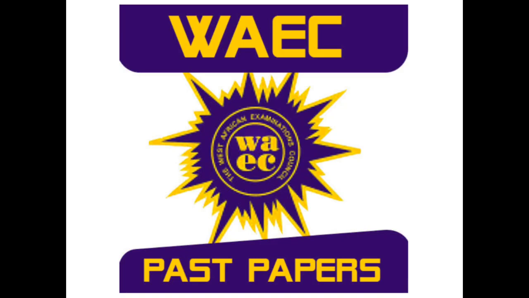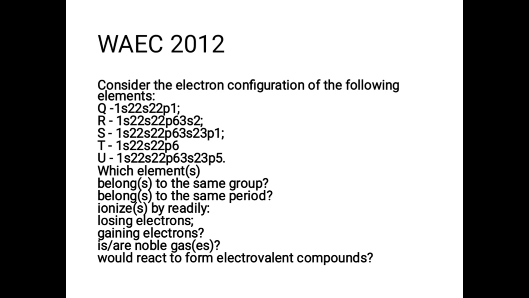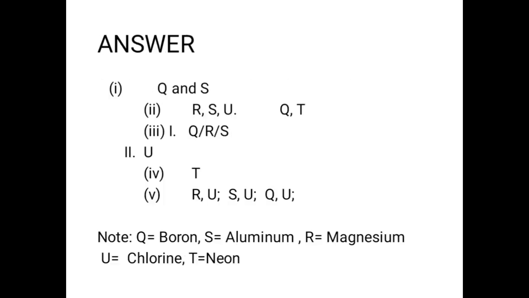Let's quickly take a particular question. WAEC 2012. Look at the question very well. Based on the electronic configuration, you're expected to state elements that belong to the same group, the same period, readily ionize by losing electrons or gaining electrons, are noble gases, or form electrovalent compounds.